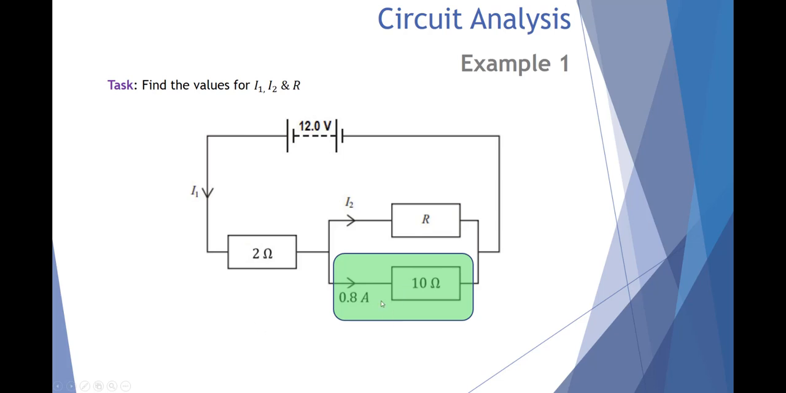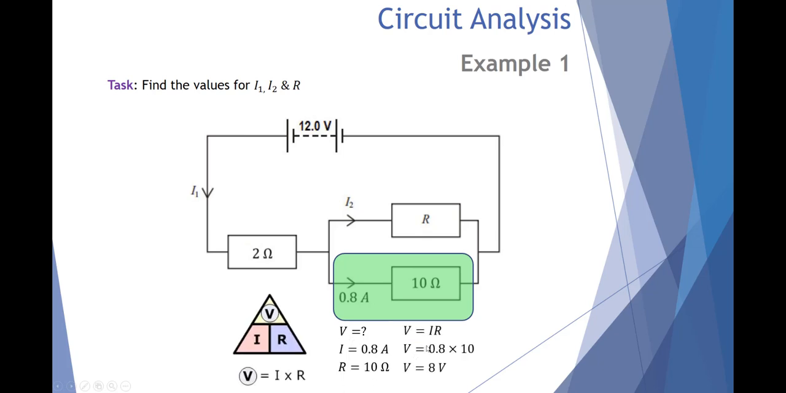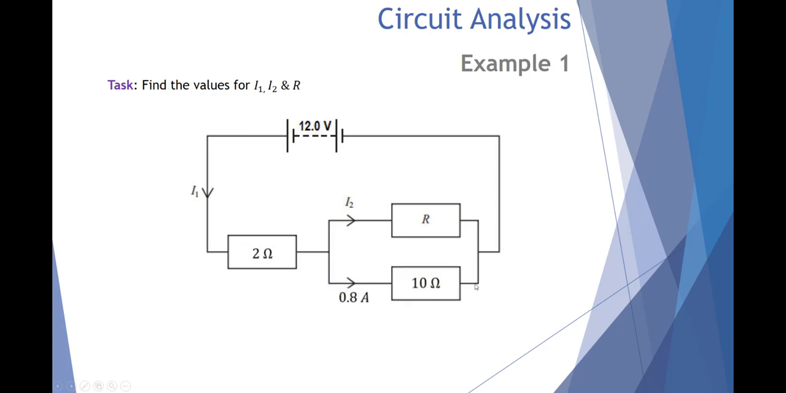So we have here in this branch both a current and a resistance. That enables us to use Ohm's law within this branch to work out the voltage drop across this branch. And we know that V equals IR. So we sub our values in, where I, the current, is 0.8 of an amp, and R, the resistance, is 10 ohms. So 0.8 times 10 gives me 8 volts. So I've got 8 volts across this branch.